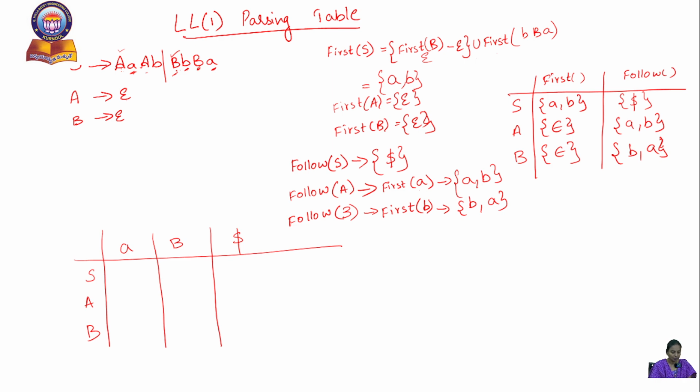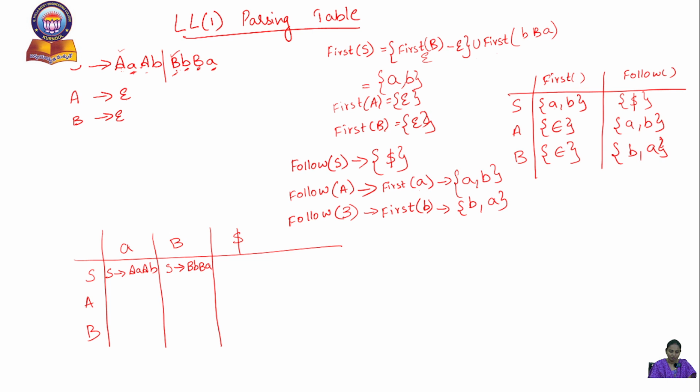So here first we will check for S. First production, S derives AA, AB. S derives AA, AB is nothing but it can be written under A comma B. It starts with AA, AB, so we have written it under this one. And here we have to write S derives BB, BA.